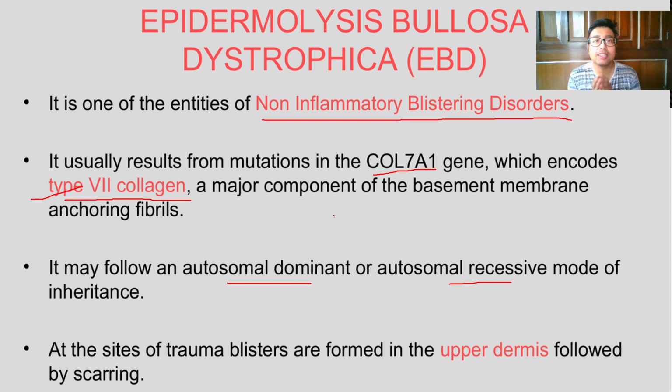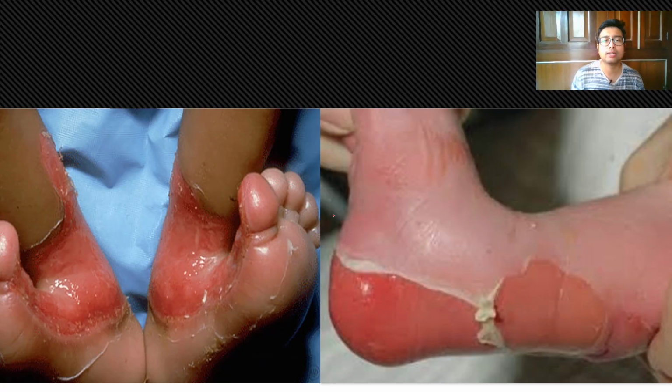I told you in the last Ehlers-Danlos syndrome that a simple tap will produce easy bruises, bluish discoloration. In epidermolysis bullosa dystrophica, it's an exaggerated version of that. It means a trauma, a mild tap, will lead to formation of blisters, okay. A mild injury will lead to a big blister, and that will rupture, followed by this picture.